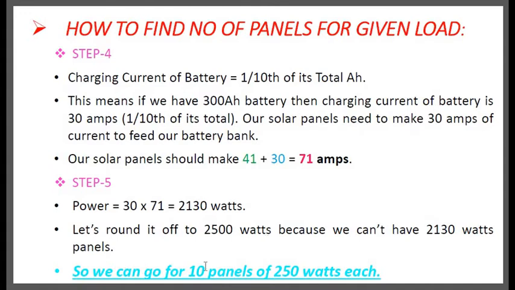So we can go for 10 panels of 250 watts each. So 10 solar panels having a wattage rating of 250 we can use. So these are the formulas for finding the number of panels.